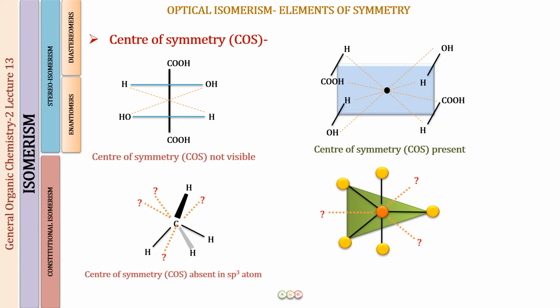Now the next one, we have a central atom which is surrounded by 5 atoms of the same kind. For example, this can be the PCl5 molecule. If you move upwards, you will find a chlorine, and downwards a chlorine. Yes, these are the same, but for the other three, you will not find a chlorine atom on the opposite side. So in the PCl5 molecule also, the center of symmetry is going to be absent.